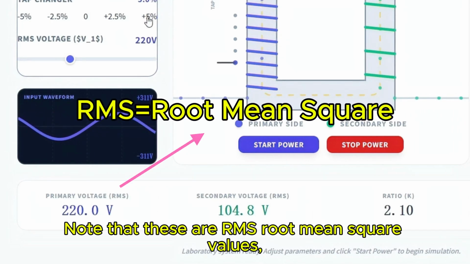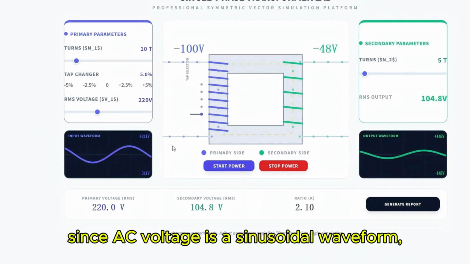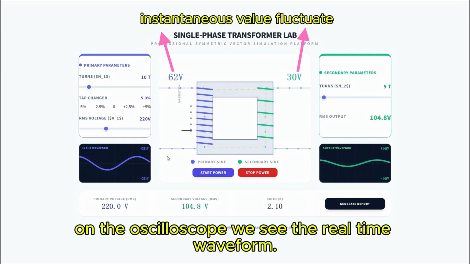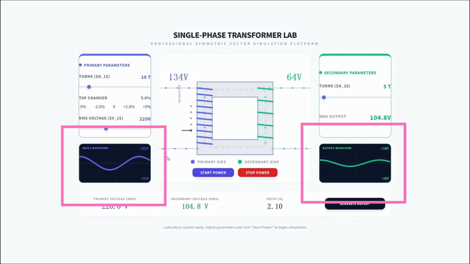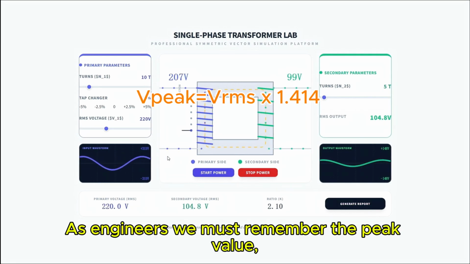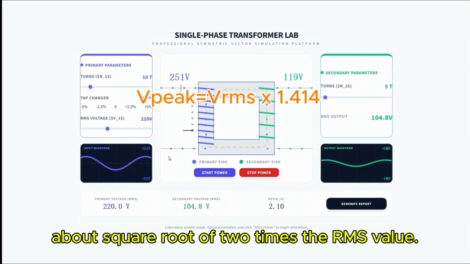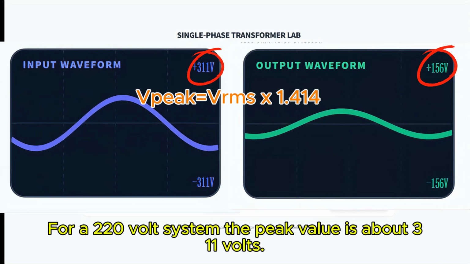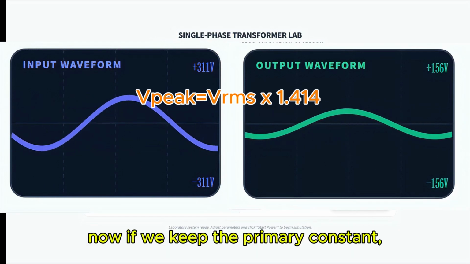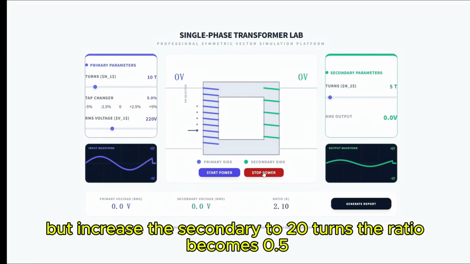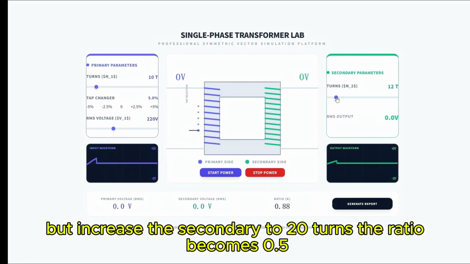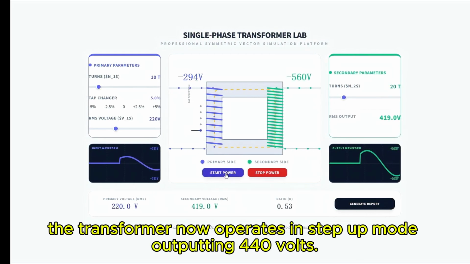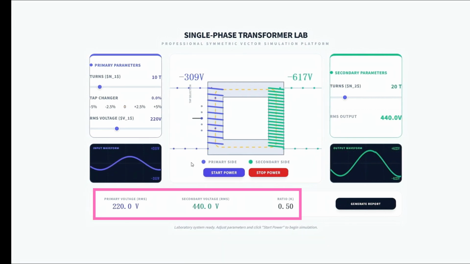Note that these are RMS, root mean square values. Since AC voltage is a sinusoidal waveform, the instantaneous value fluctuates. On the oscilloscope, we see the real-time waveform. As engineers, we must remember the peak value, about square root of 2 times the RMS value. For a 220 volt system, the peak value is about 311 volts. Now, if we keep the primary constant but increase the secondary to 20 turns, the ratio becomes 0.5. The transformer now operates in step-up mode, outputting 440 volts.